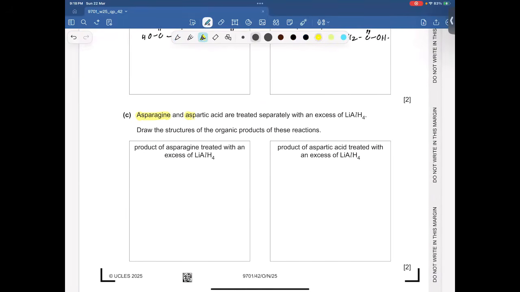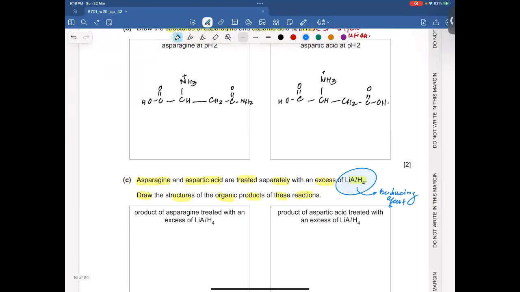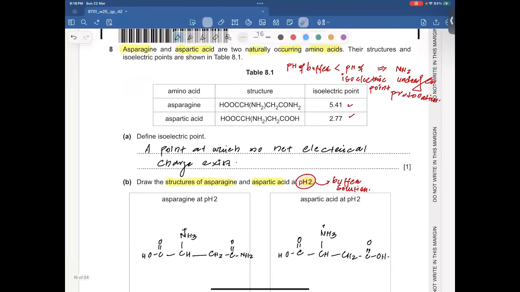Asparagine and aspartic acid are treated separately with excess of lithium aluminum hydride. Draw the structure of the organic product of these reactions. See, lithium aluminum hydride is a reducing agent, and to be more specific, a stronger reducing agent. So when we use a stronger reducing agent, obviously this carboxylic acid will turn to primary alcohol, and this amide will turn to primary amine, which is CH2NH2.